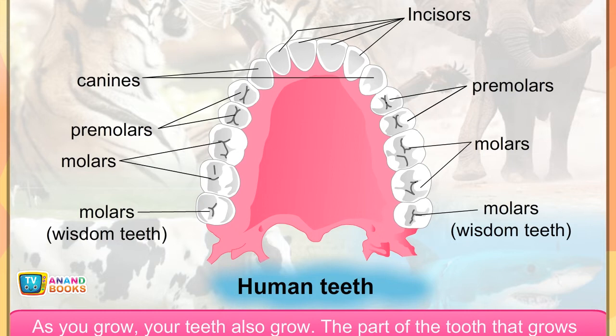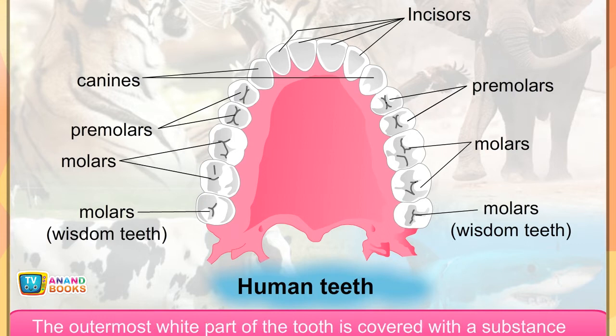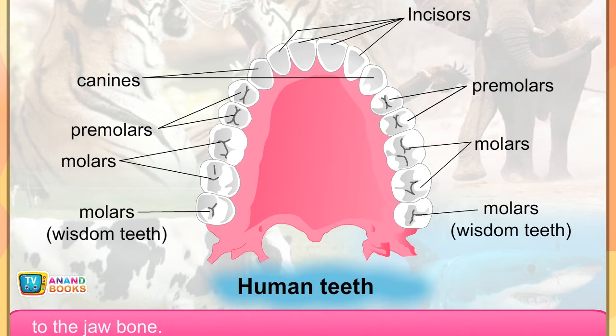The part of the tooth that grows out of the gums is called the crown. Below the crown is the long root of the tooth. The root cannot be seen because it is surrounded by gums. The outermost white part of the tooth is covered with a substance called enamel. A cement-like material holds each tooth firmly to the jawbone.